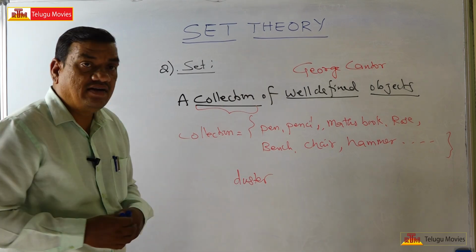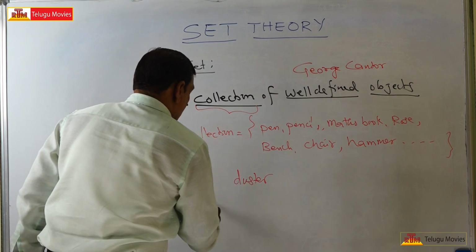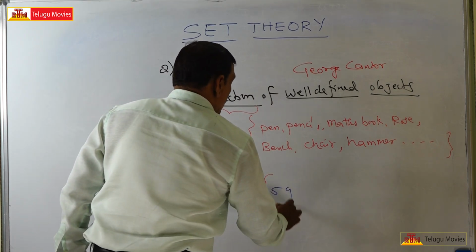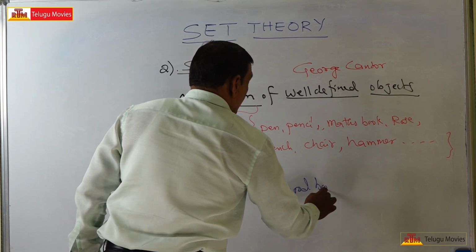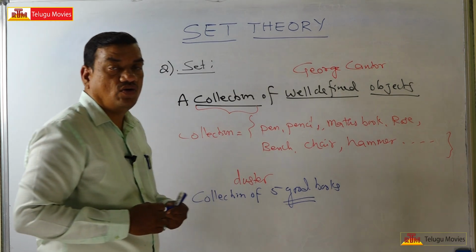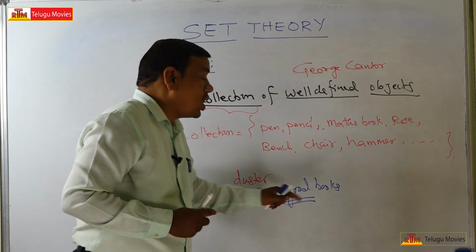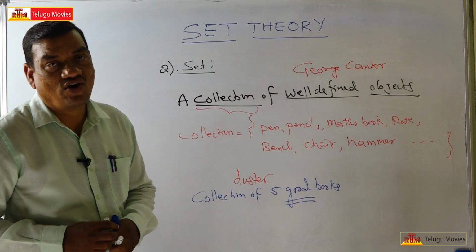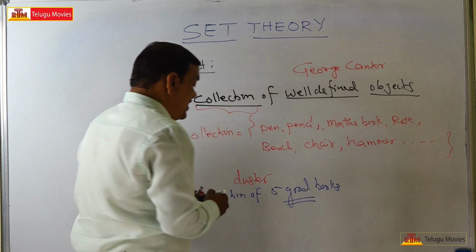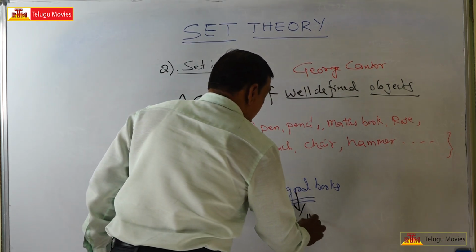If I say collection of 5 good books, here the word good is there, no? Collection of 5 good books is not well defined. Why is it not well defined?